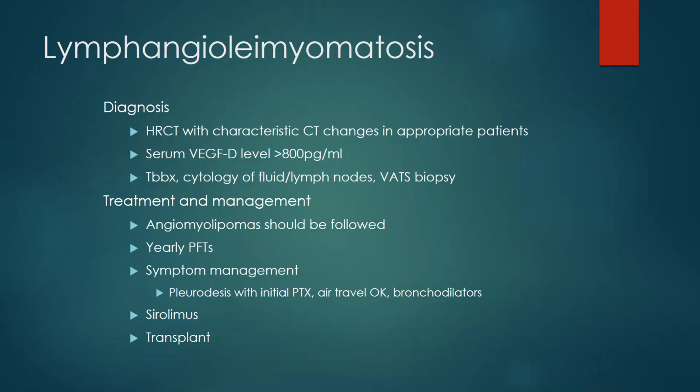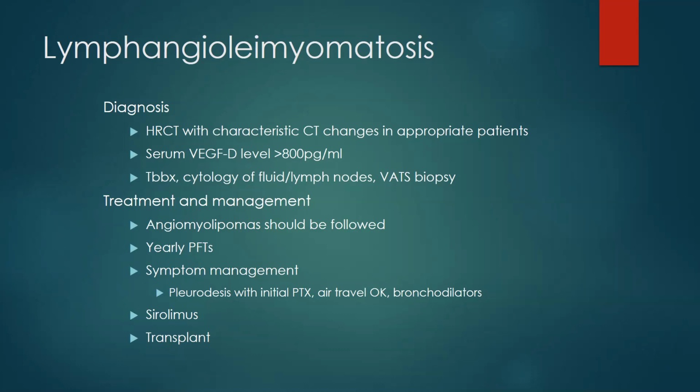In terms of these patients, because of the high decrease in FEV1 from 50 to 250 cc's a year, should have yearly PFTs. Symptom management: the first spontaneous pneumothorax they have, you should have pleurodesis, as recurrence is pretty common in the 30% range. Air travel is usually okay for these patients.